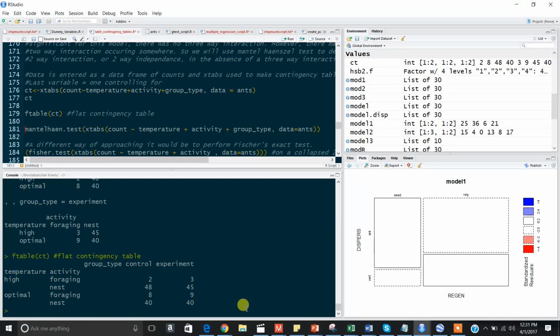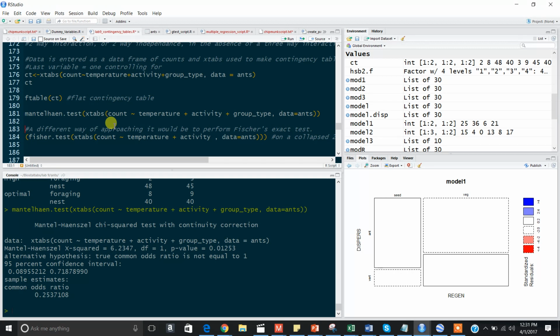the variables. So let's run the Mantel-Haenszel test. So that's the mantelhaen.test function. And we're going to continue using xtabs within that. Remember, the last value you put in is the value that's being stratified, or the value that you're controlling for. So we're going to run that.